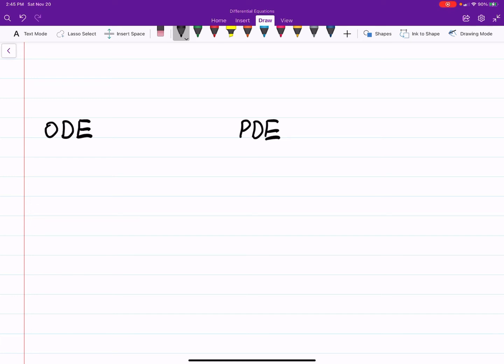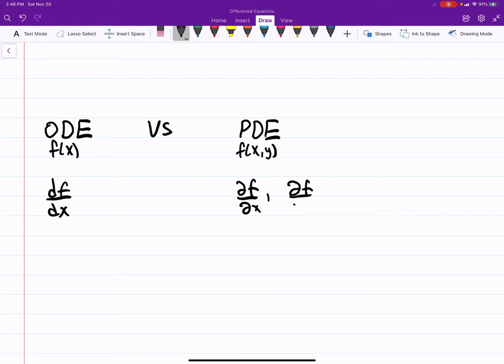ODEs are ordinary differential equations, and PDEs are partial differential equations. So what's the difference? Well, with ordinary differential equations, you get functions of one variable. With PDEs, it's multivariable. And as a result, you'll get simply ordinary derivatives.